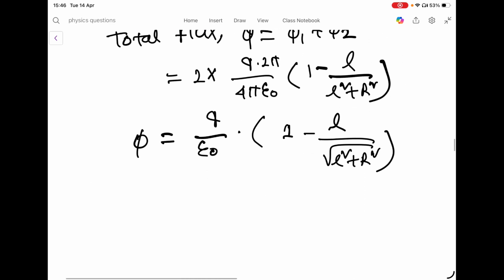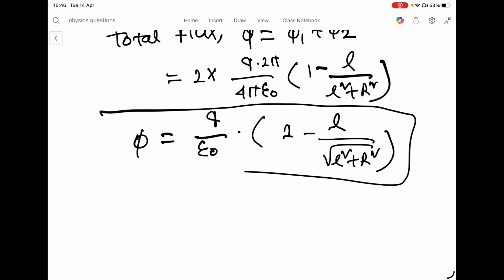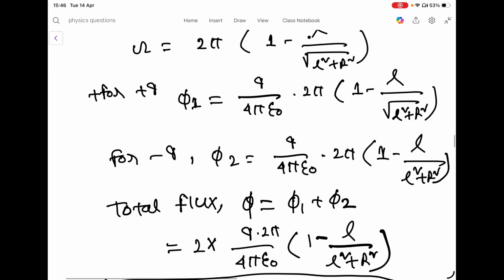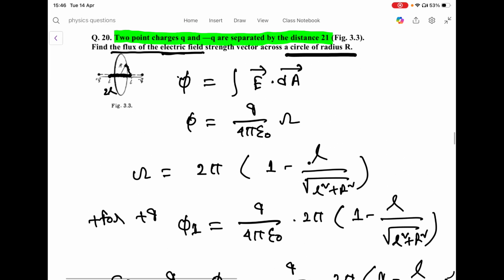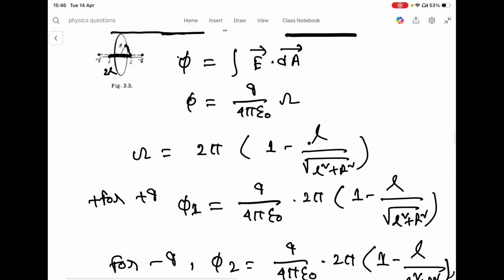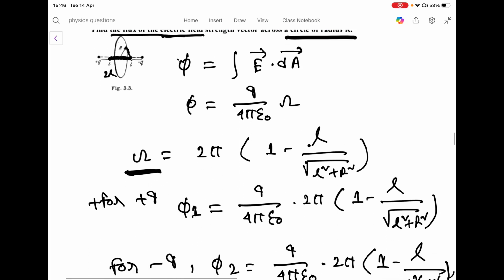So this is our answer, the flux of electric field. We just make a diagram properly and put the values and you will get these things. You have to find it easily, with minimum time spent. So I am trying to do step jumps.